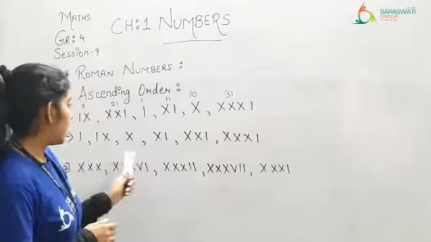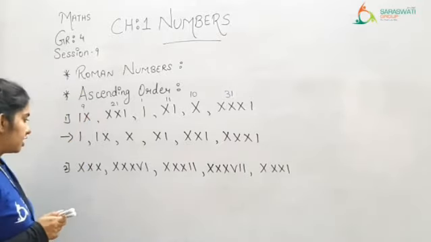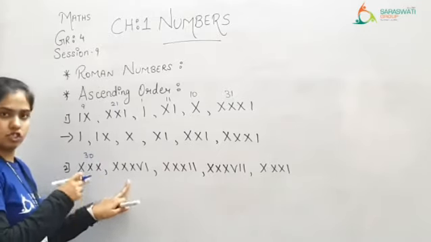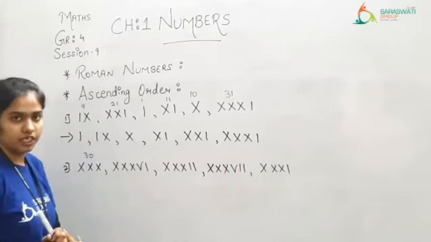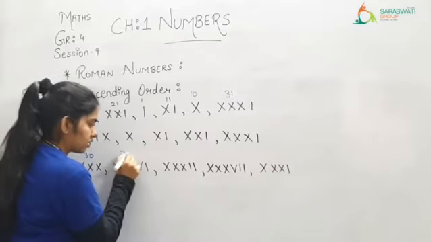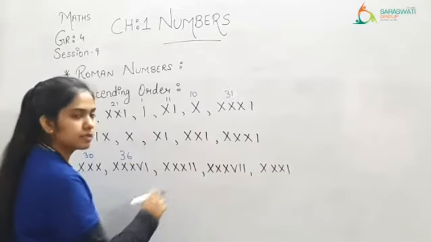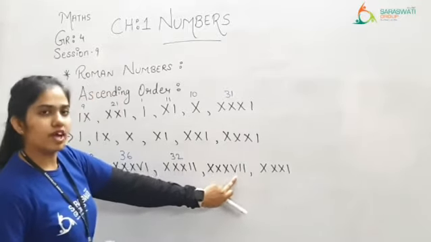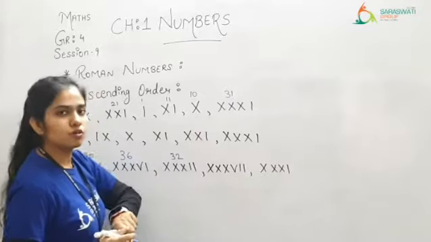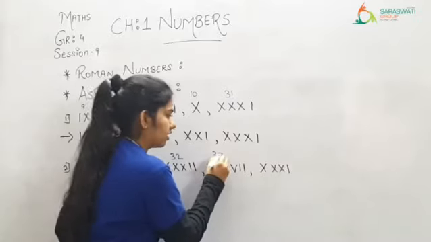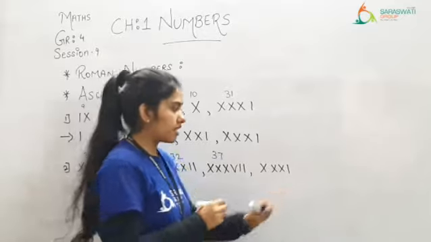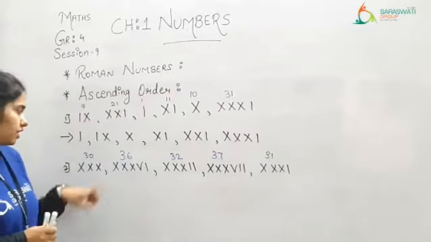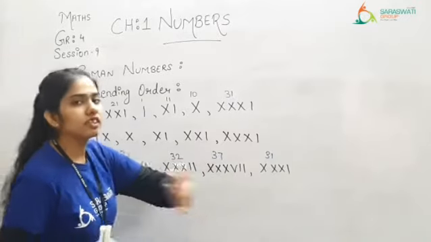Okay, now let's see the next one. 3 times X, so 30. 3 times X, so 30 plus 5 plus 1, so 36. Now 3 times X plus 2, 32. 3 times X plus 5, 35 plus 2, 37. 3 times X, 30 plus I, 1, 31. So here we got the values, that is 30, 36, 32, 37 and 31.